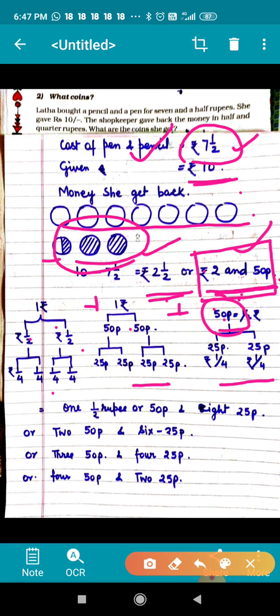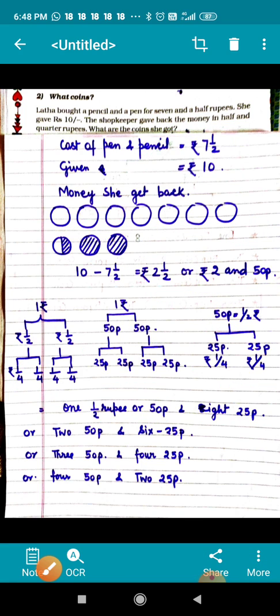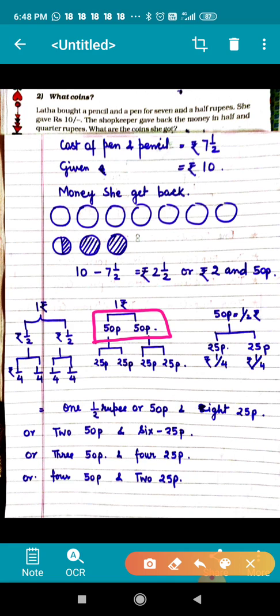Now suppose the shopkeeper gives a 50 paisa coin, so how many 25 paisa coins will he give? He gives a 50 paisa coin, and how many are left? 8 25 paisa coins he will give. Okay, now what can be the second form? Suppose this time he is giving 2 50 paisa coins. 2 50 paisa coins means he is giving this much. So how many 25 paisa are left now? This 4 and this 2. Total 6 25 paisa coins.